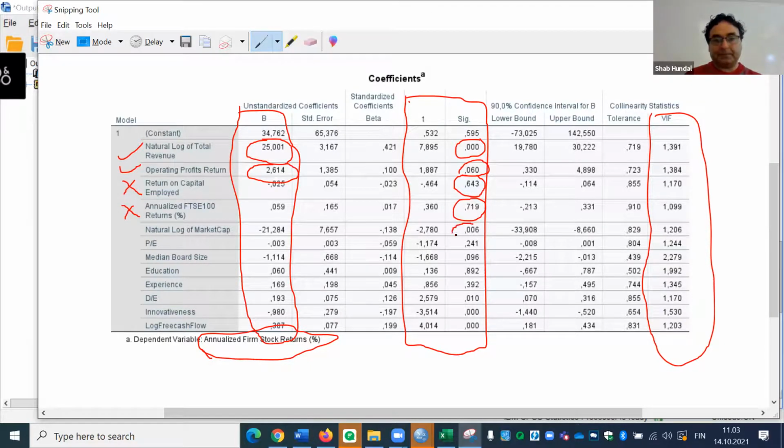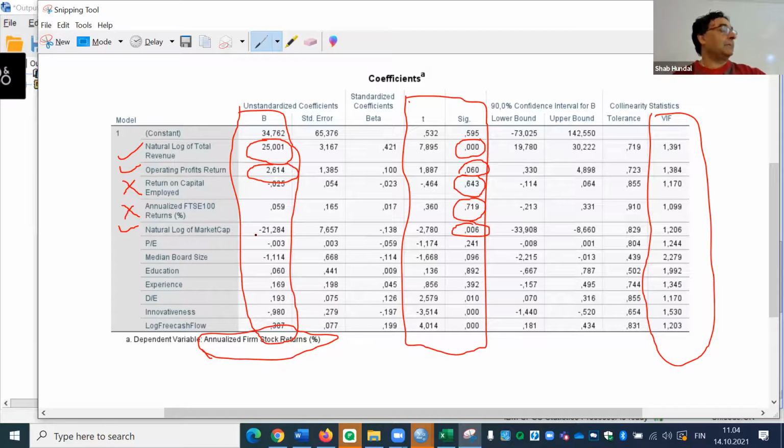Market cap. Almost 100%. But look at the sign. Look at the sign. Negative. It means what? The bigger the company's market value, the lower the company's stock return. And the lower the company's market value, the bigger the company's stock return.